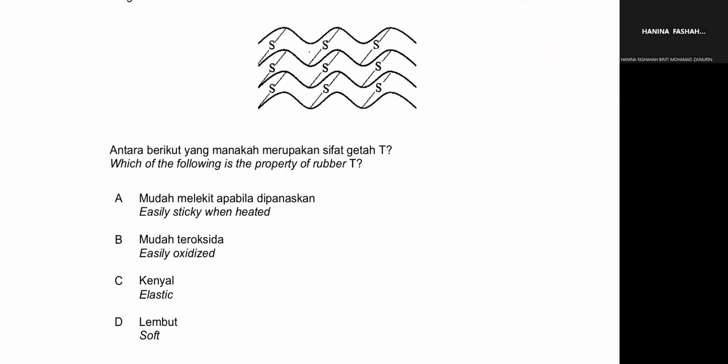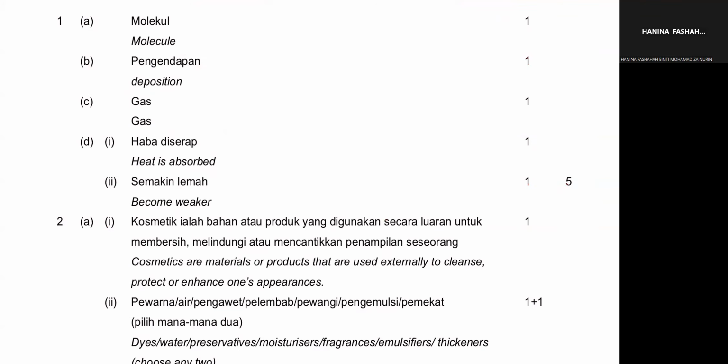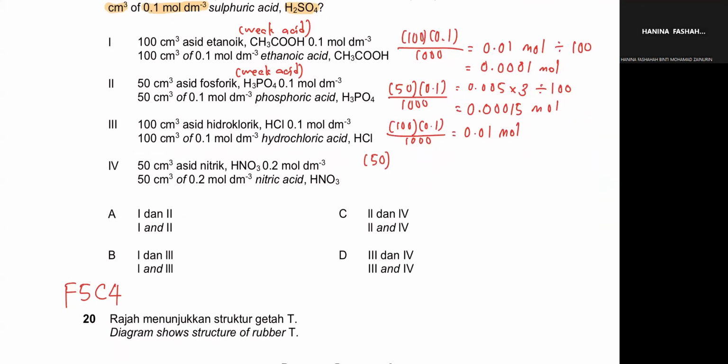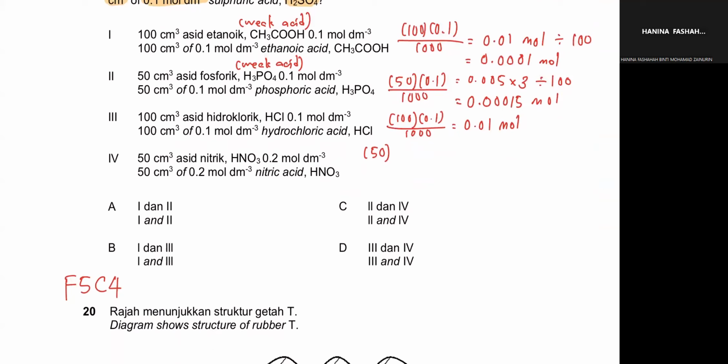I think I missed it. Remember? I think it is D, means 3 and 4.